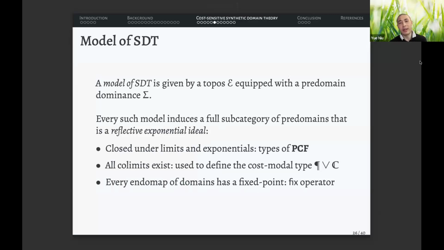A model of synthetic domain theory now is given by a topos equipped with a dominance that is also a predomain. And every such model induces a full subcategory of predomains that has the following closure properties. It is closed under all limits and exponentials. This means that we may define the type structure of PCF. Moreover, all colimits exist, which we use to define the cost modality, which recall is defined by a pushout. And lastly, every endomap of domains has a fixed point. Therefore, we may interpret the fixed point operator of PCF.